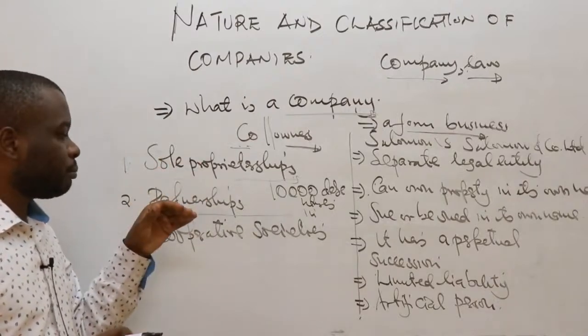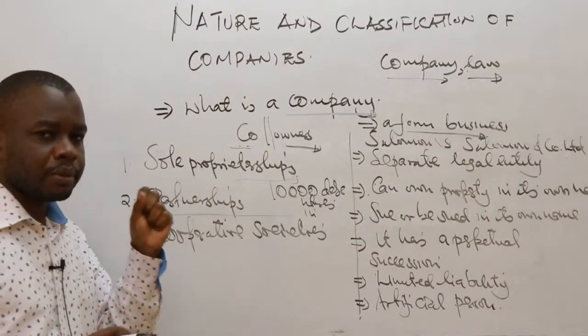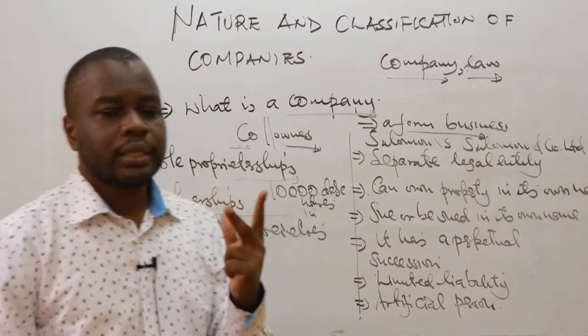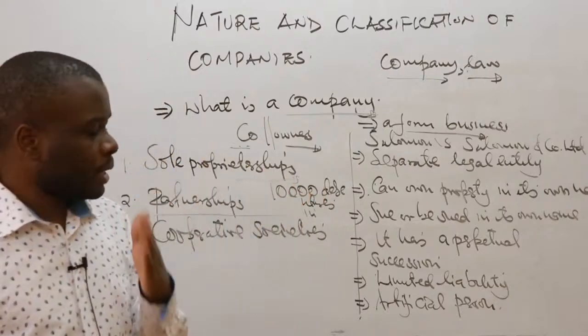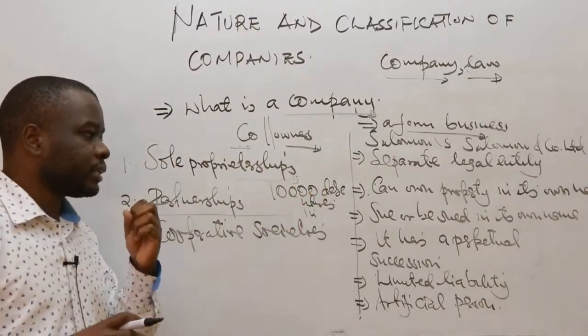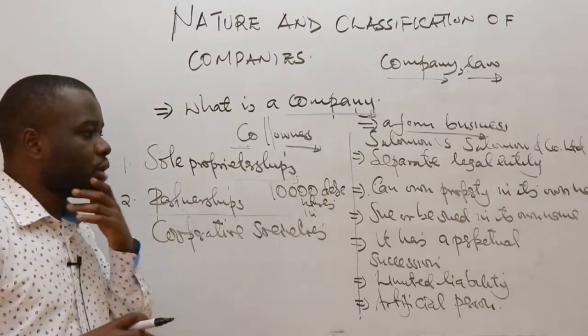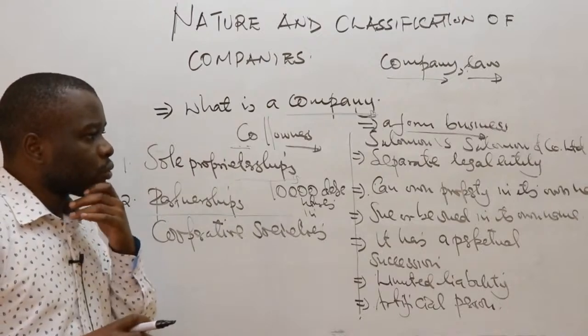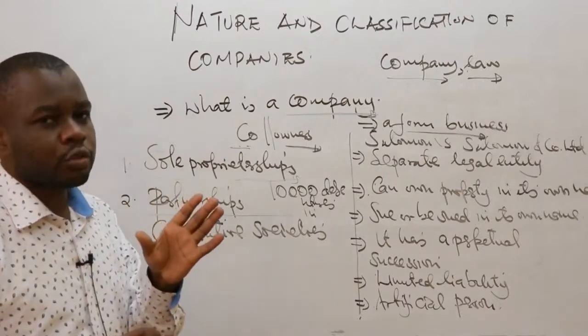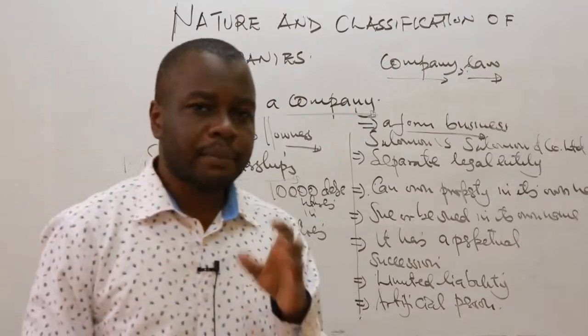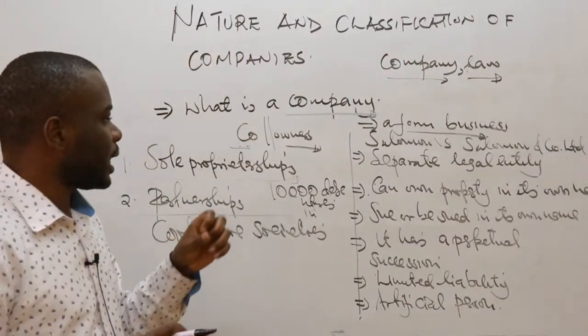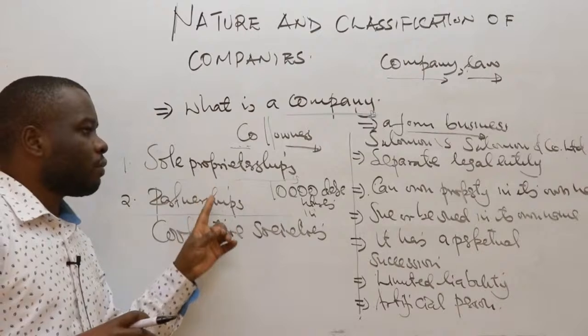In a partnership, this is a form of business whereby we have partners. So the partnership and the partners themselves are not distinct from the partnership as a form of business. So that's why most people now prefer to operate as a company rather than any other form of business.